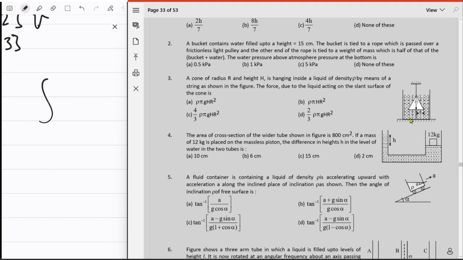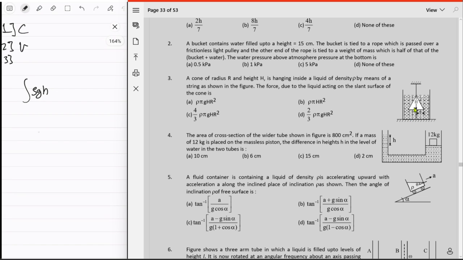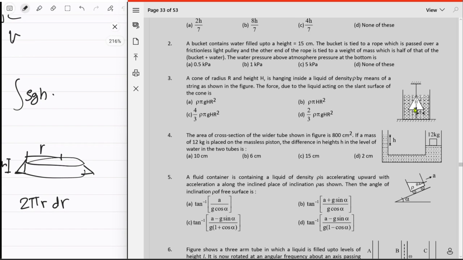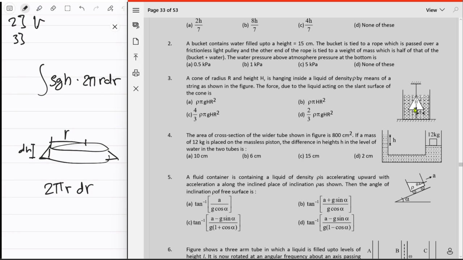So just integration of rho g h. The h increases. The h is the depth from the top, right? And you want the xy area of this strip, right? So this is our dh, this thing is our r, right? What's the xy area? It will just be 2 pi r dr. Well, dr is what? We can figure that out, right? Okay, you know what? This is the area. So this times 2 pi r dr.